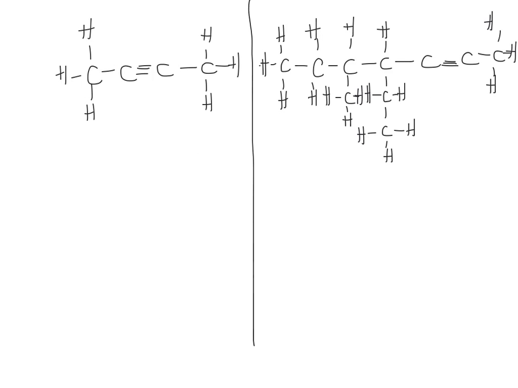Okay, let's name these two alkynes. The longest carbon chain is right here. So that's 4. The triple bond happens after carbon 2, no matter which end you number it from. So this is but-2-yne. So but-2-yne.